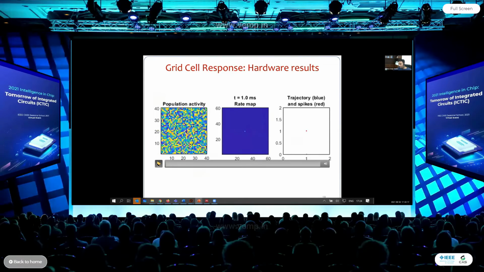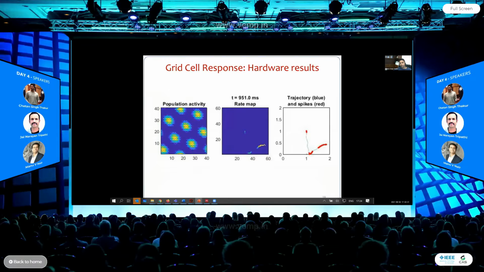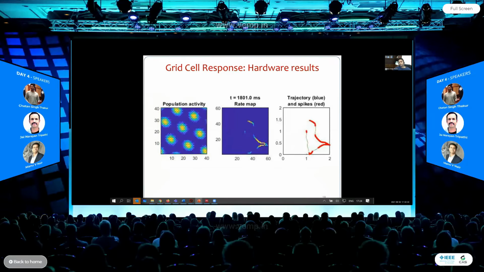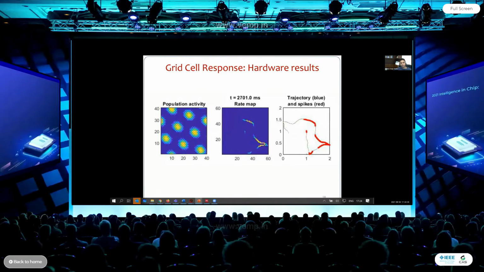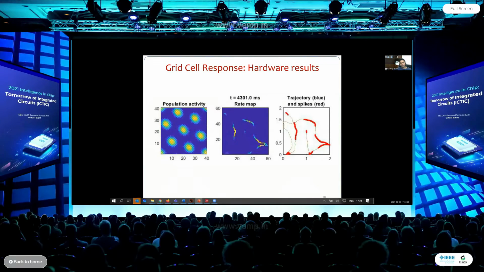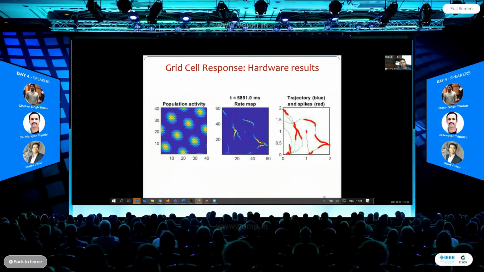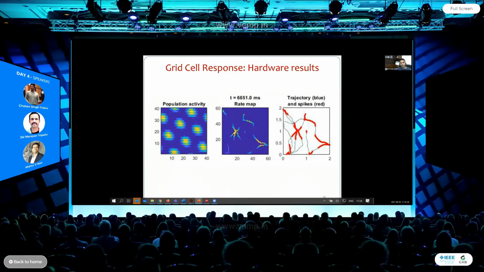All right. So here on the leftmost panel, you can see the population activity of all neurons in the grid cell fabric. You can see it's changing when the rat is moving around. This is what we mimic in the system. We didn't run an actual rat, of course, but this is the whole hardware result.